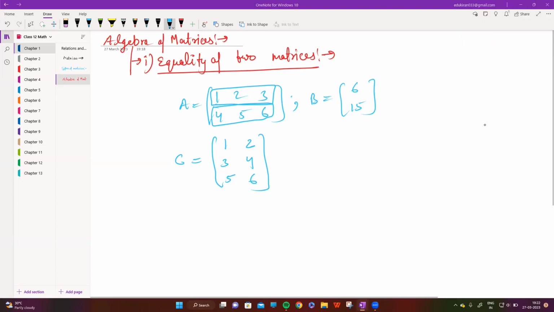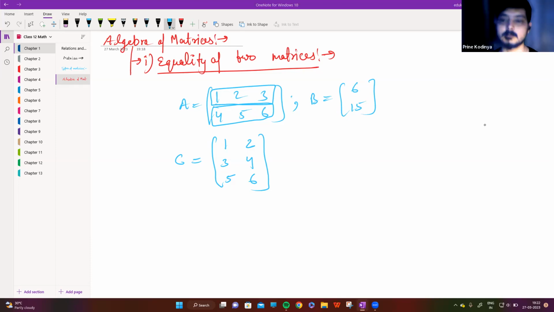Because one is 2 cross 3 and one is 3 cross 2. If you are going to think about whether they are equal or not, we would see whether we can compare them. Are they even comparable? This has 2 rows and 3 columns, and this has 3 rows and 2 columns. If they are comparable, which element is equal to which? They are not comparable.